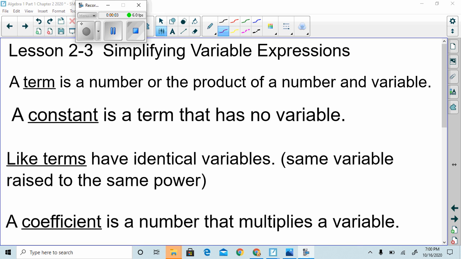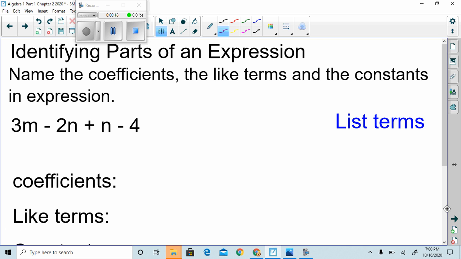In our last class, we went over some key terms to help us in simplifying variable expressions. We're going to see how well you remember these terms and see also if we can identify them in given expressions. Let's start by identifying some of these key words, the coefficients, the like terms, the constants, and we'll start with this 3m minus 2n plus n minus 4.